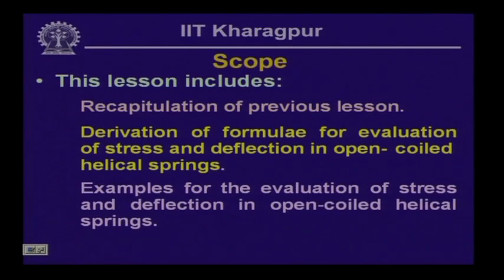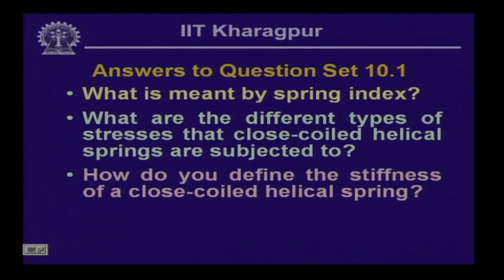The scope of this particular lesson therefore includes, we will be recapitulating certain aspects of the previous lesson through the answers of the questions which were posed last time. We will be deriving a few formulae for evaluating stress and deflection in open coiled helical springs. Also, we will be looking into some examples for the evaluation of stress and deflection in open coiled helical springs. Now, before we go for the discussion on open coiled helical springs, let us look into the answers of the questions which were set last time.